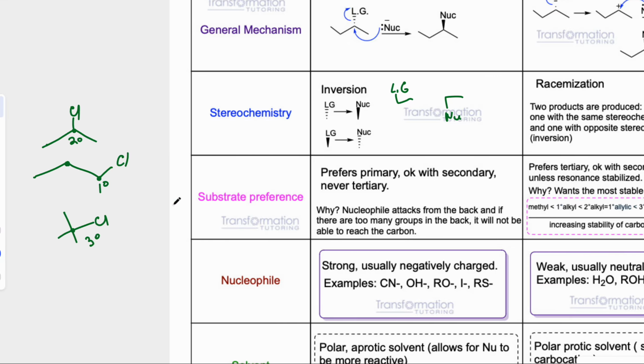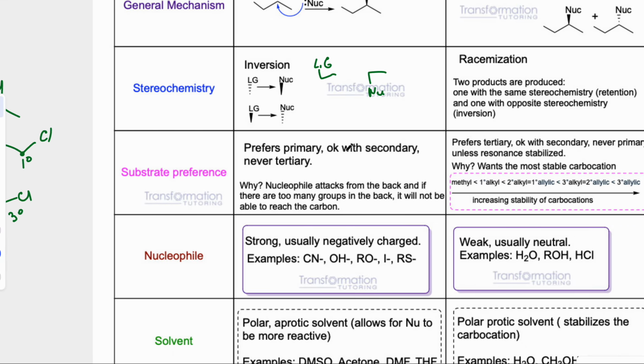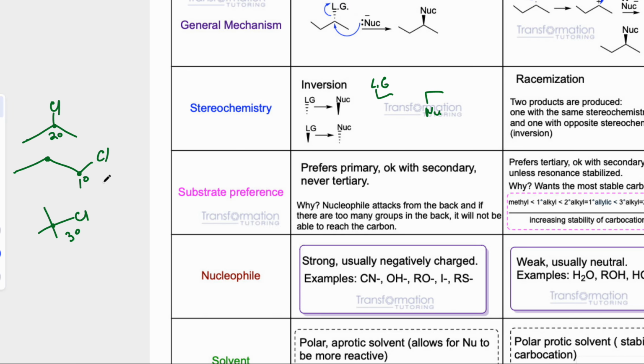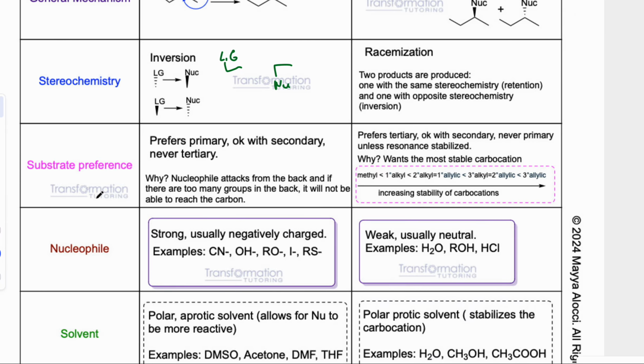So with that in mind, let's read the substrate preference. SN2 prefers primary, so it would prefer something like this. It's okay with secondary and never tertiary. Why is that? Well, the nucleophile attacks from the back. So if there are a lot of groups in the back, it will simply not be able to reach the carbon that it's trying to get to. So if we have a tertiary substrate, if our leaving group is attached to a carbon that's attached to 3 other carbons, the nucleophile will not be able to get to that carbon. So that reaction will not be able to happen. So primary substrate is preferred.